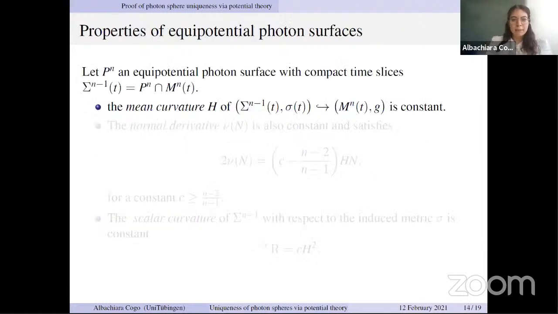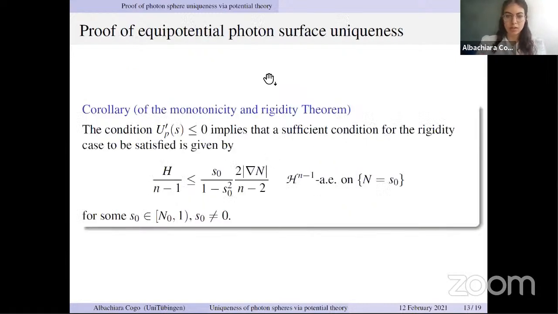And in fact, using the properties of equipotential photon surfaces, which are the following, we are able to rewrite this sufficient condition in a very easy way, just imposing a lower bound on the value of the lapse function on the equipotential photon surface.